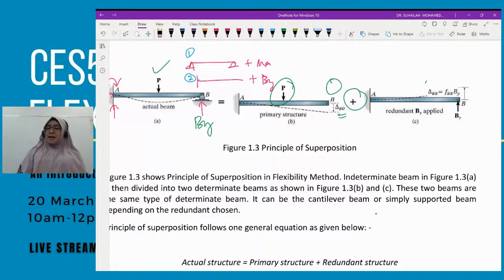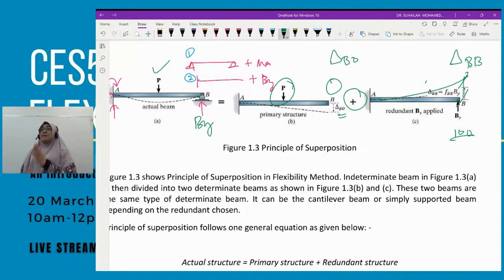When there is By, there is force, for example a force of 100 here. Is there displacement? There is, right? So it will deflect, so it has displacement. So this displacement is called delta BB. Just now it was B naught, right? Just now here B naught, right? Now delta BB. Why BB?